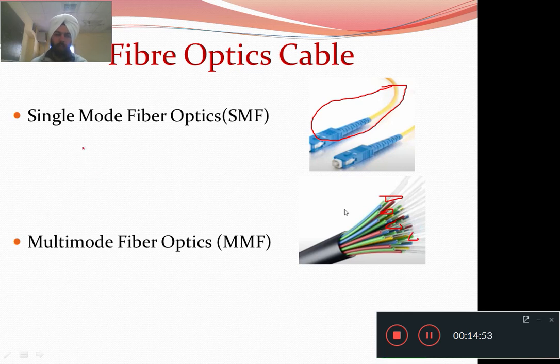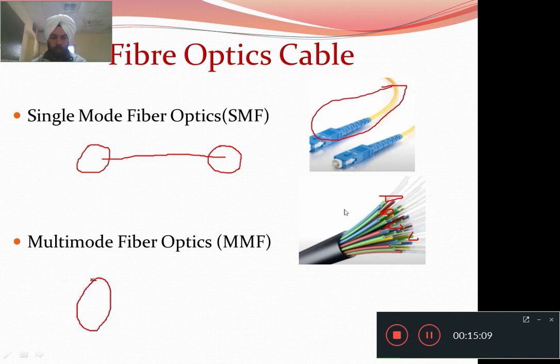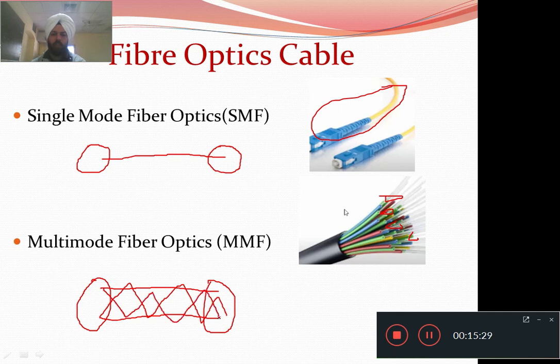In single mode fiber optics, we have two nodes only. The data travel through only a single path. But in multi-mode fiber optics, multiple data can be traveled. Data can be traveled through this path, or like that, or like that. That means multiple types of data can be sent from one node to another node through any path.